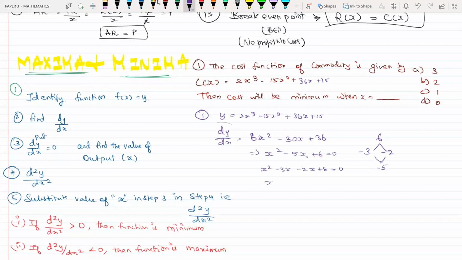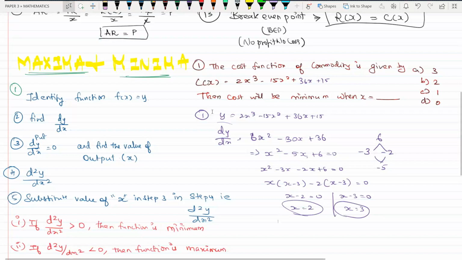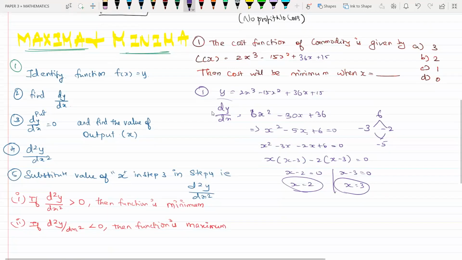So I keep x outside: it will be x(x minus 3). If I take minus 2 outside, it will be minus 2(x minus 3). Equal to 0. So x minus 2 is equal to 0 and x minus 3 is equal to 0, so x is equal to 2 and x is equal to 3. So 2 and 3, I am having it. My third step is over. This is my second step, this is my third step.